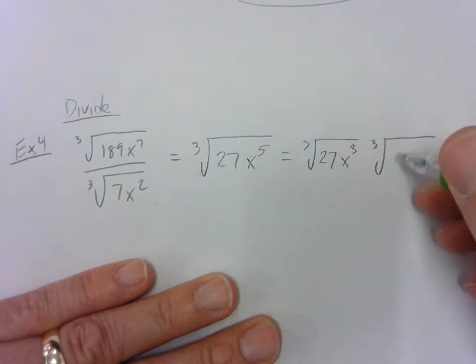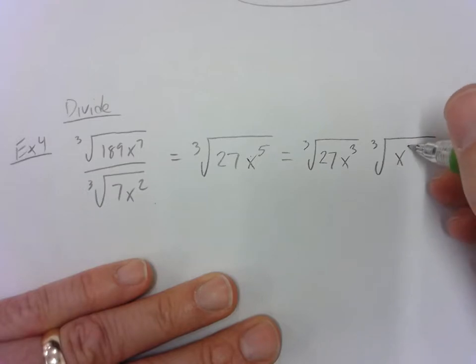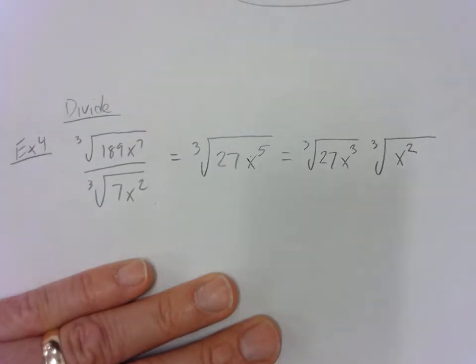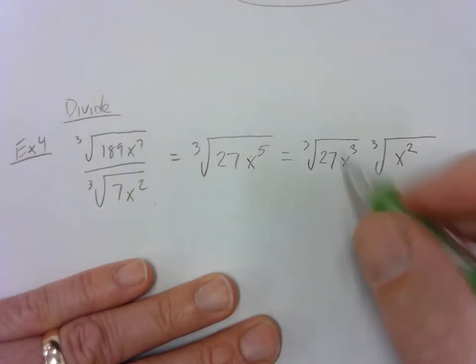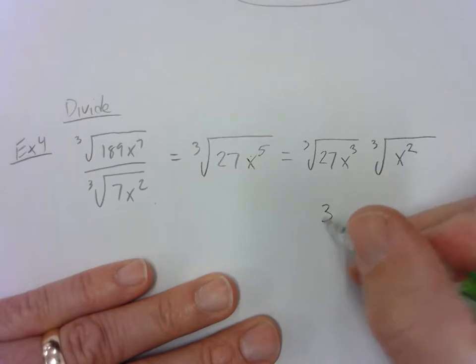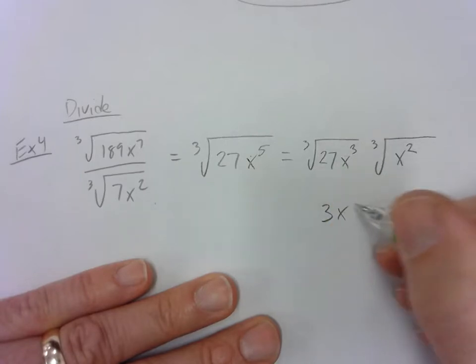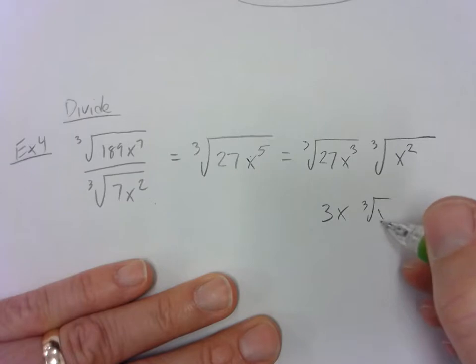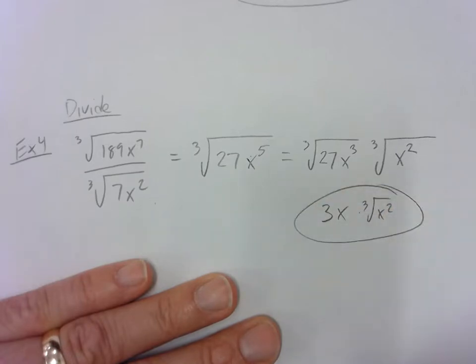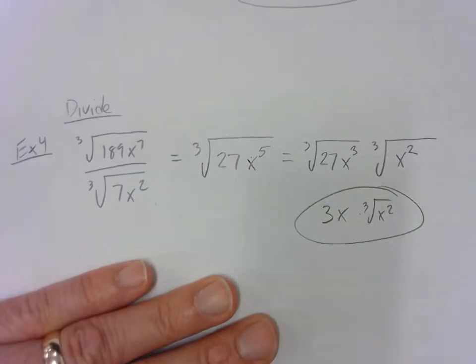How many times did I drop? 2 times. So the cube root of 27 is 3. 3 divided by 3 is 1. And then cube root of x squared. Boom. That's the answer.